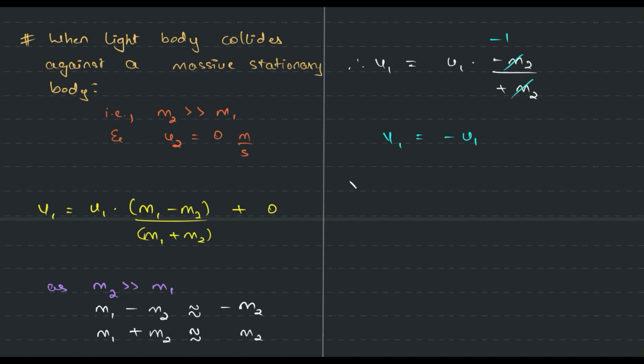So what does this imply? This implies the light body rebounds with the same magnitude of velocity but in the opposite direction. So basically it bounces off. That's what it means. Basically it bounces off.